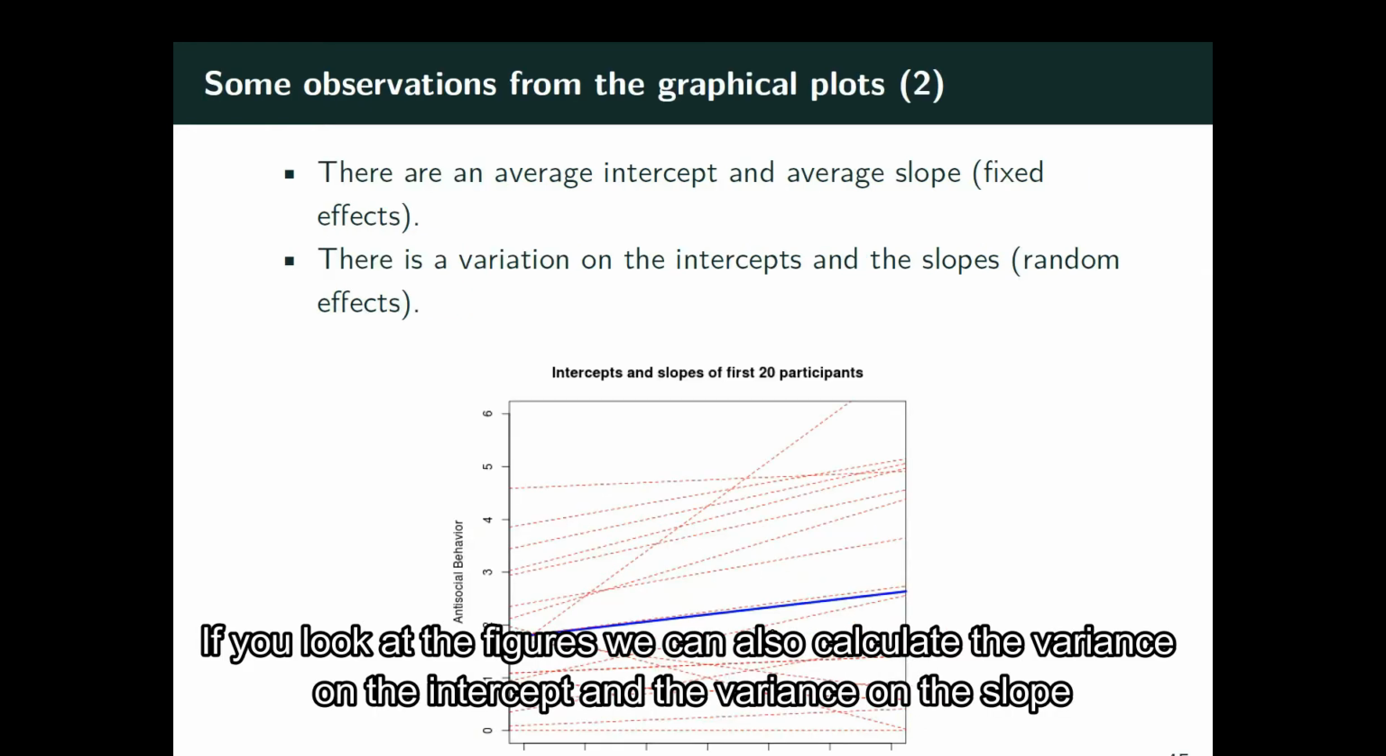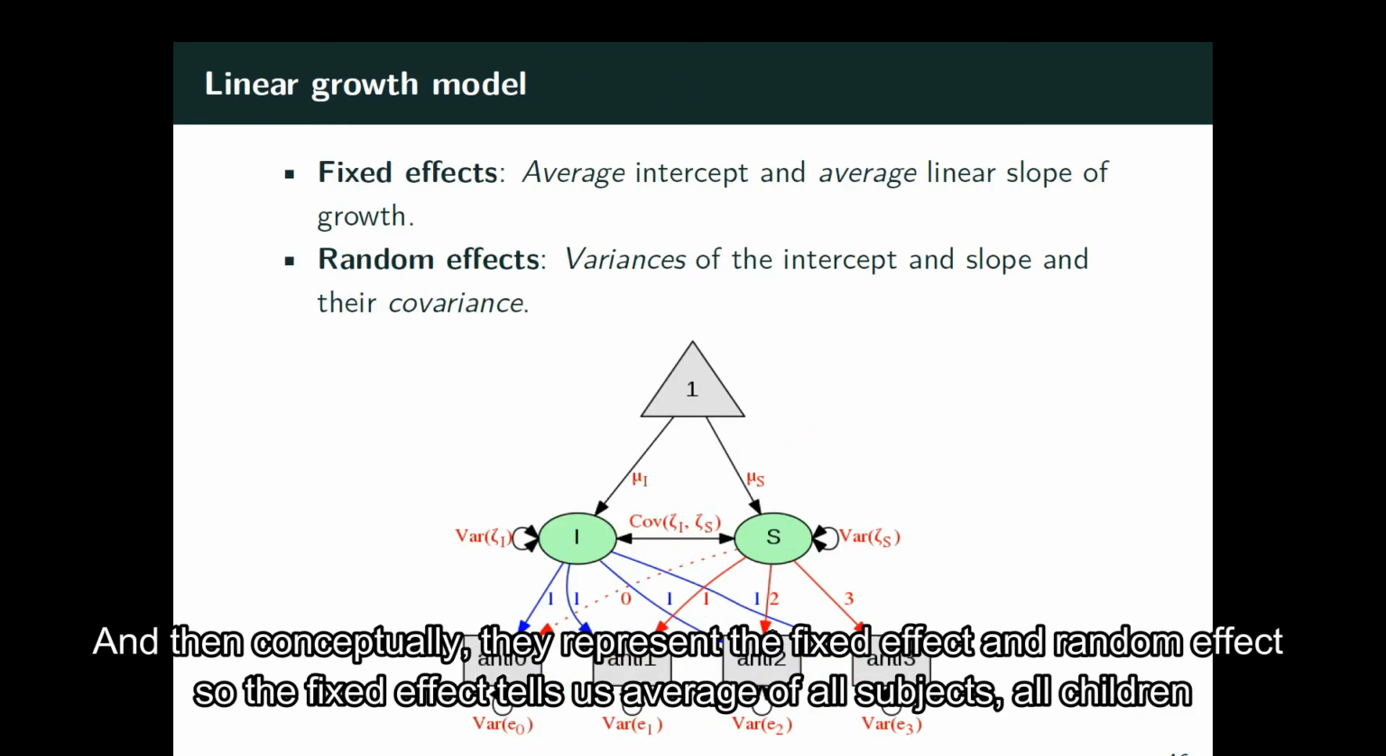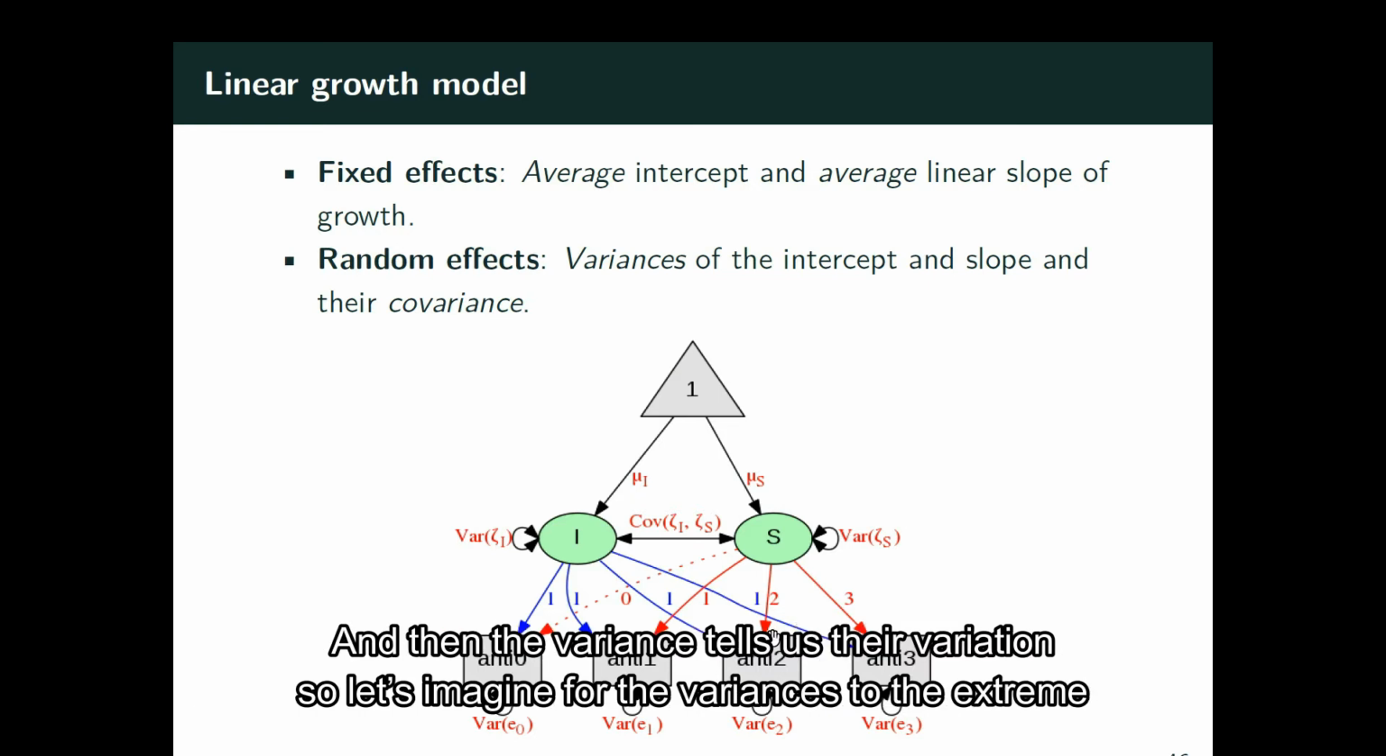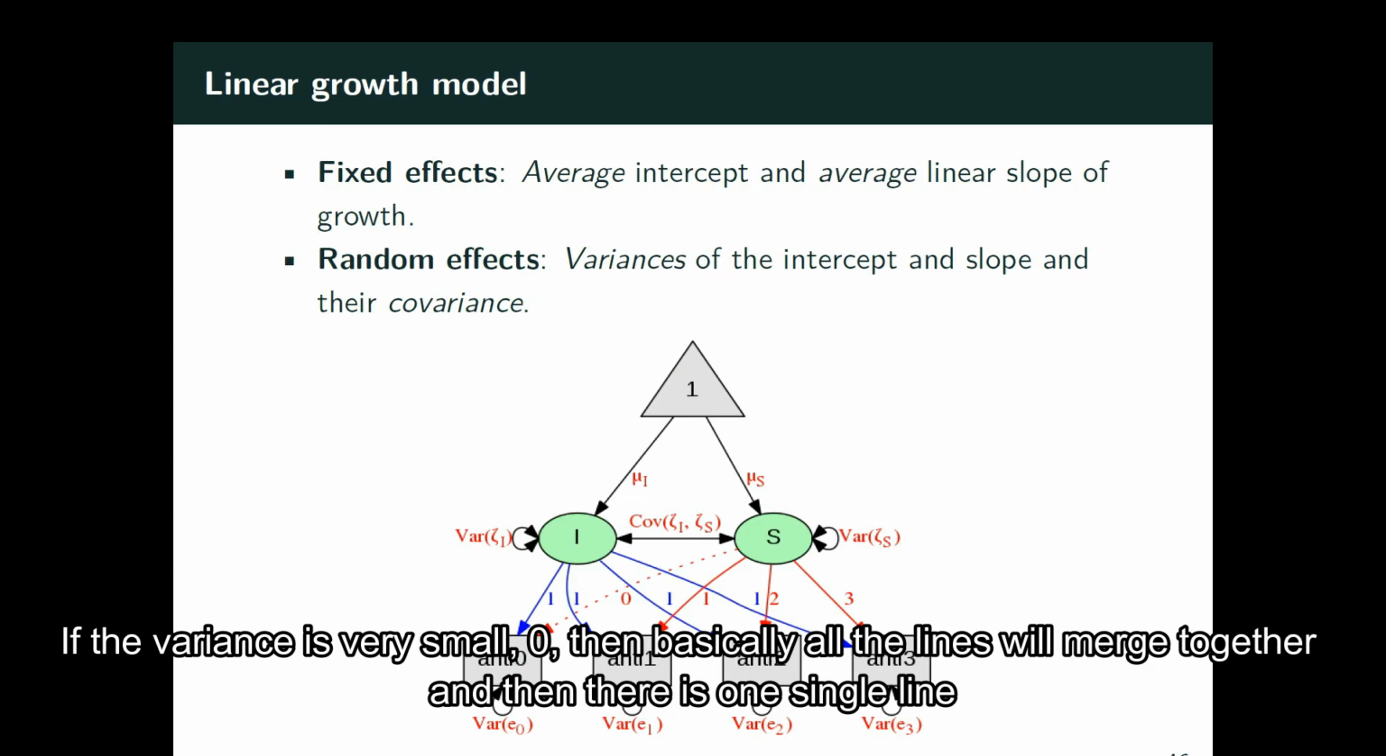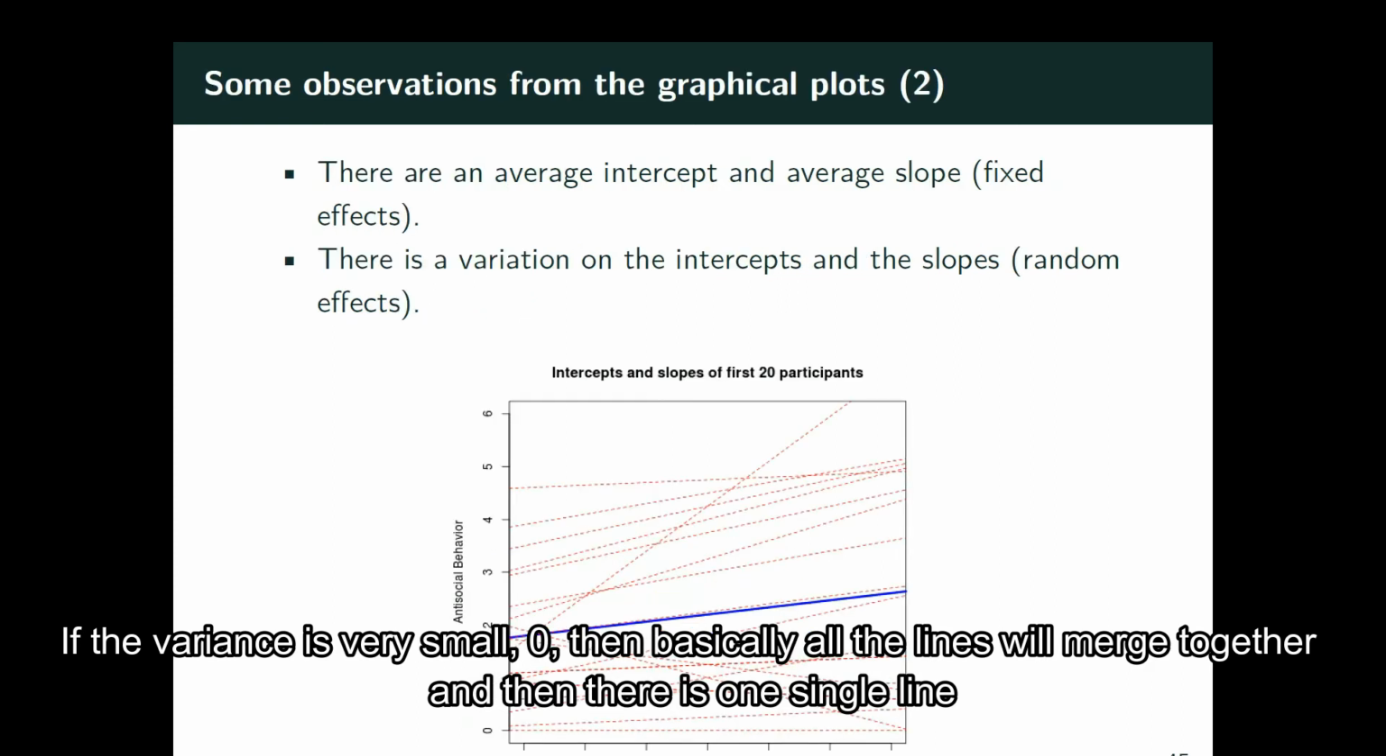If we look at the figures, we can also calculate the variance on the intercept and variance on the slope. And then conceptually, they represent the fixed effects and random effects. So the fixed effects tell us the average of all subjects, all children. And then the variances tell us their variation. So let's imagine the variances to an extreme: if the variances are very, very small or 0, then basically all the lines will merge together, and then there's one single line.